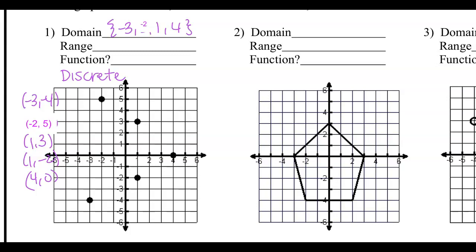The range is all of the y values. So every single y value that I have, I'm going to recopy as a set. This squiggle bracket that I have is your set notation. This is 5, 3, -2, and 0. So that's my domain and my range.